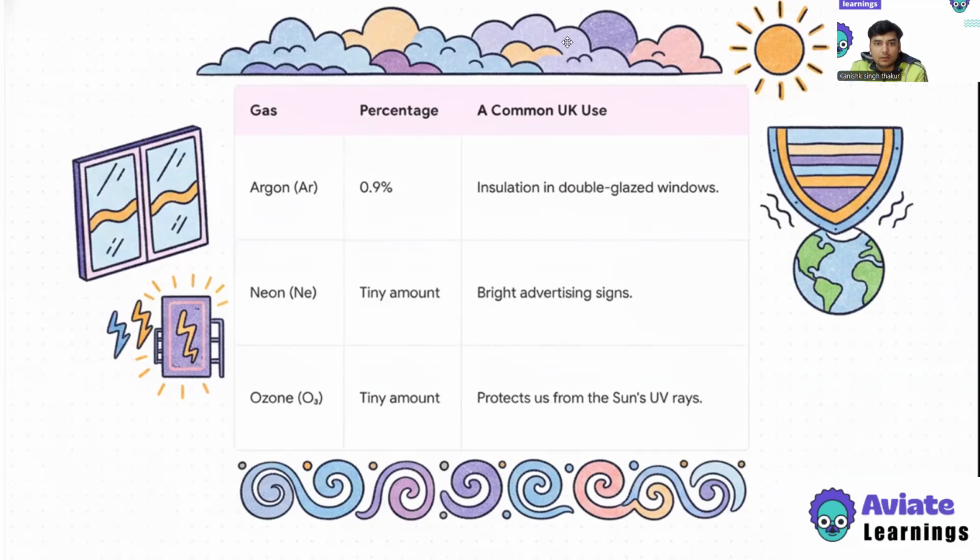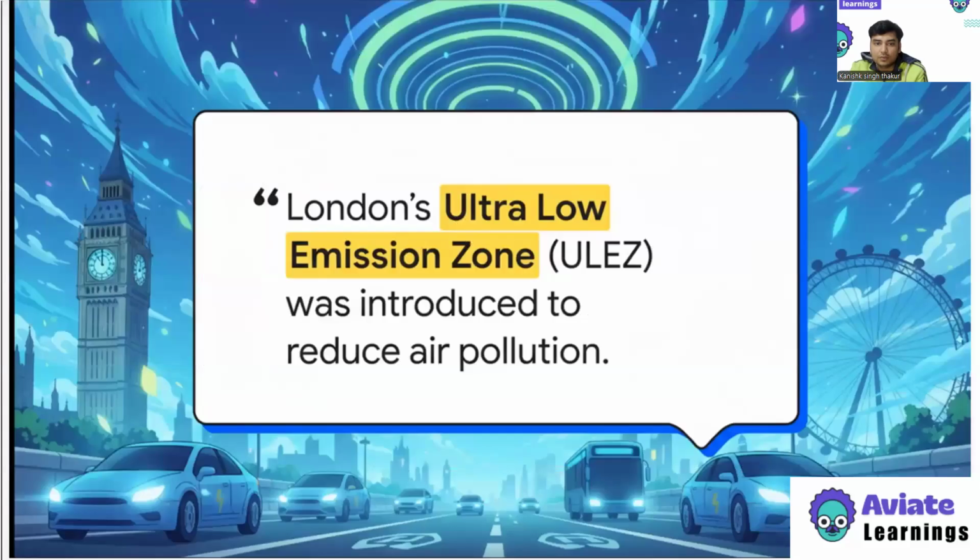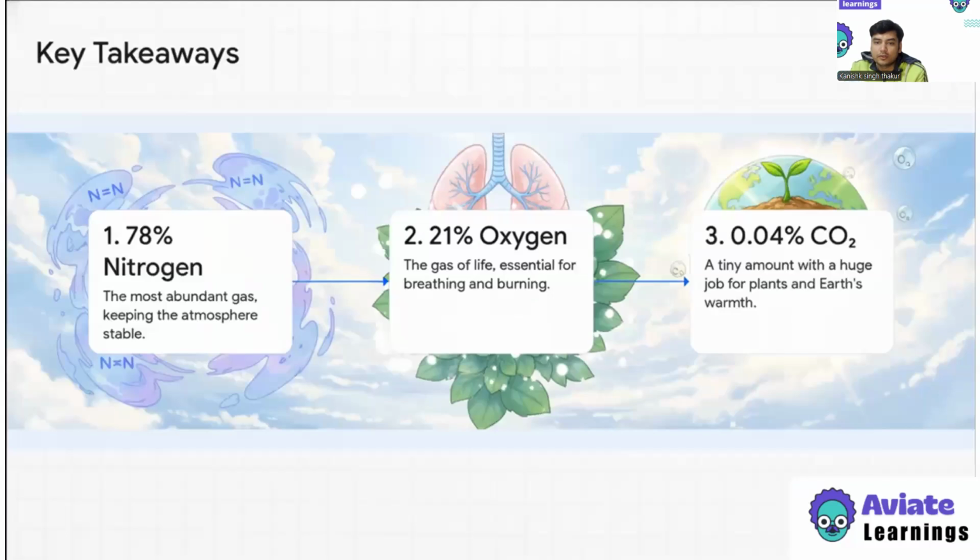We need the earth to be protected, and you must have heard that in London there is an ultra low emission zone. It was introduced to reduce pollution.